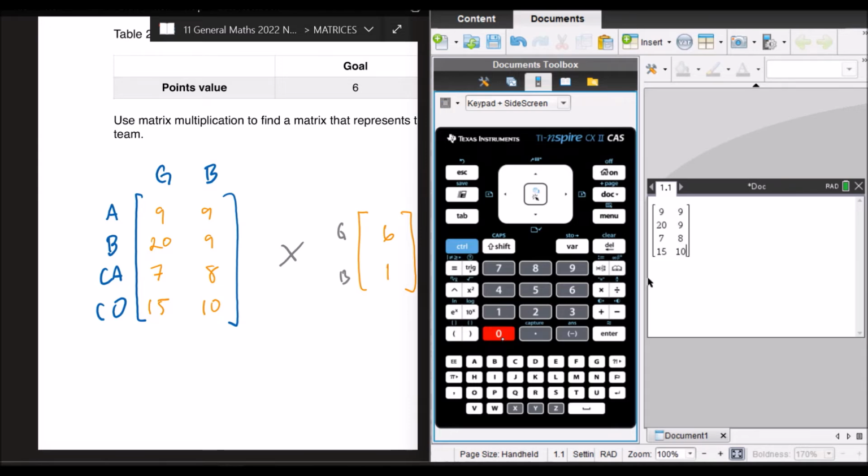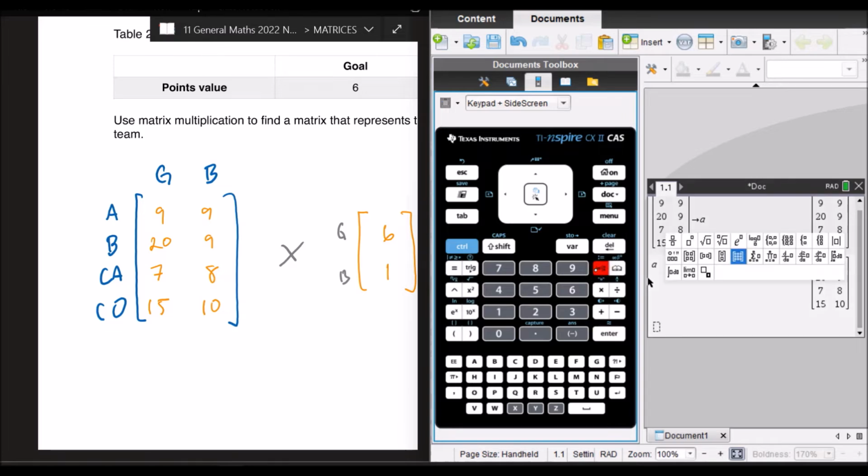Now, does anyone remember how to label a matrix if you need to? How do you label the matrix? Control variable. Good. Put the cursor all the way to the right first, though, yeah? And then you go control variable, and then you call it whatever you want. I'll just call this A, okay? So every time I press A, that's going to appear. Cool. All right, same thing with the other matrix. Make another one.